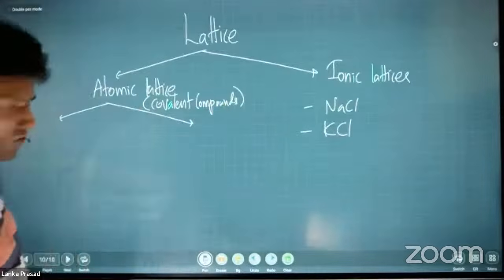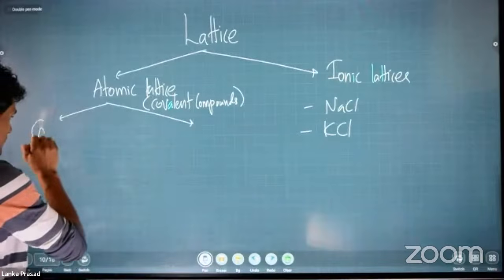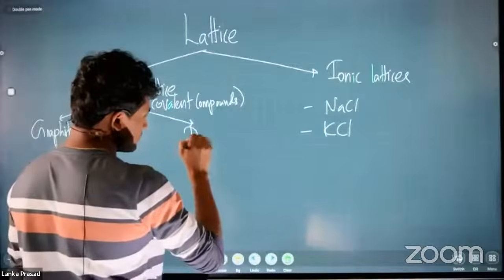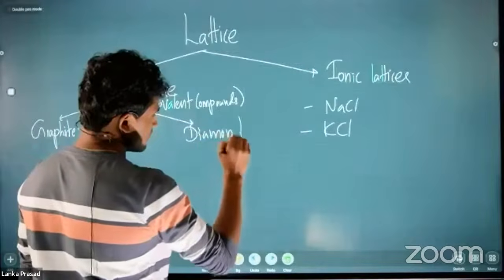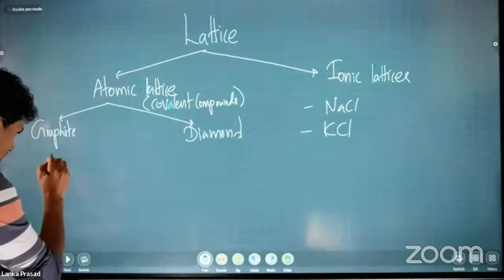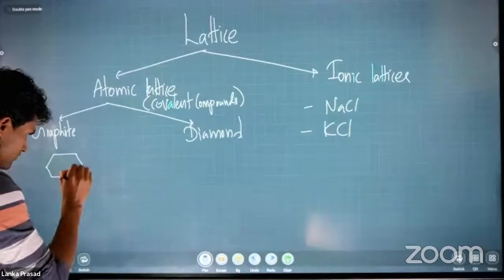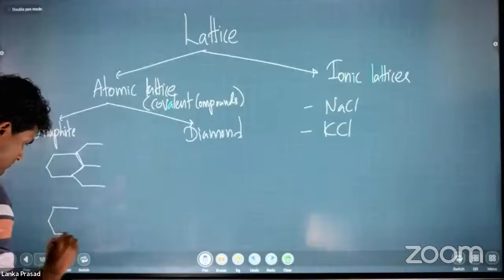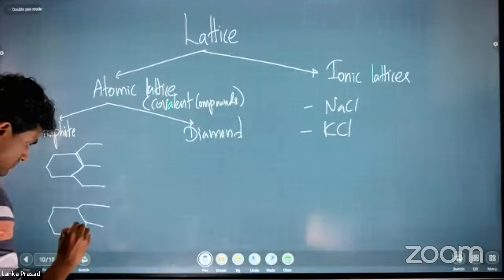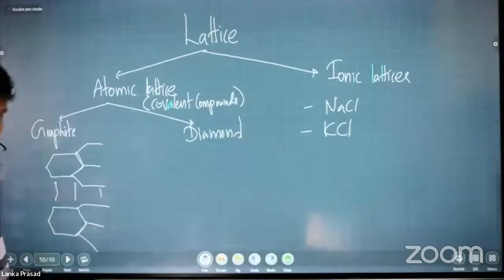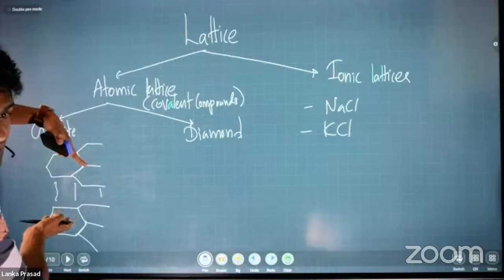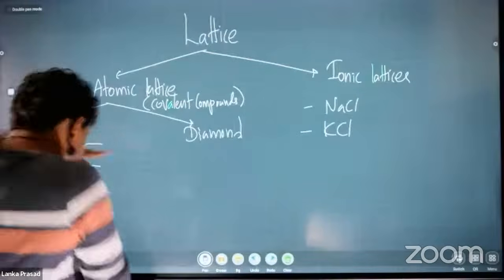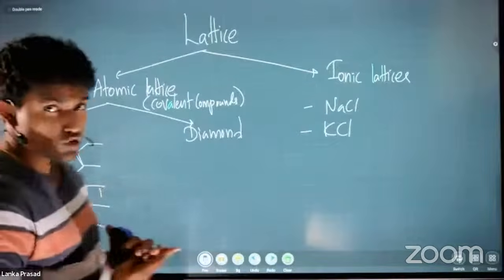Now look at that. Make two examples. Graphite. The other one is what? Diamond. The structure of graphite is like that. It remains as layers. Between two layers, there are weaker bonds. So that means one layer can slide over the other. So that means it shows lubricant nature.